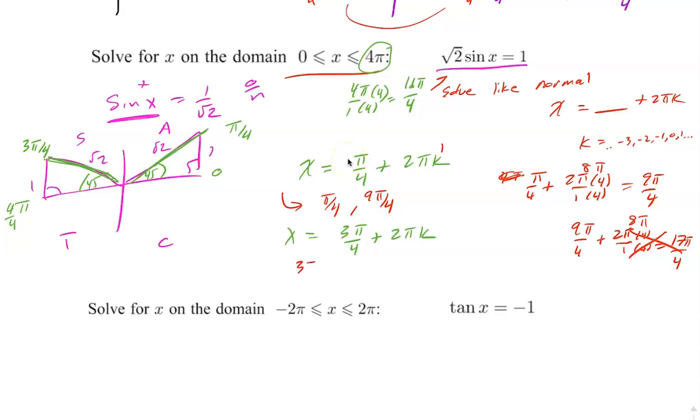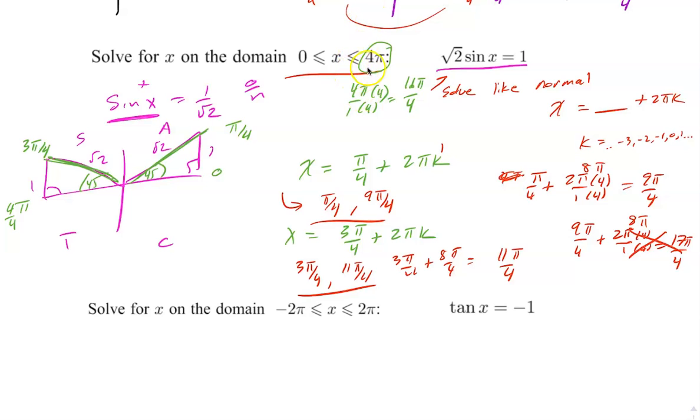I got 3 pi over 4. Now, we should kind of know that. Oh wait, all I have to do is add 8 pi over 4 to it. So my next rotation will be 3 pi over 4 plus 8 pi over 4, which is 2 pi, and I get 11 pi over 4. If I add another 8 pi over 4, I'll get 19, which is going to be too much. So that's my other answer. So those are my 4 answers within the domain they give me. So that's how we're going to do it.